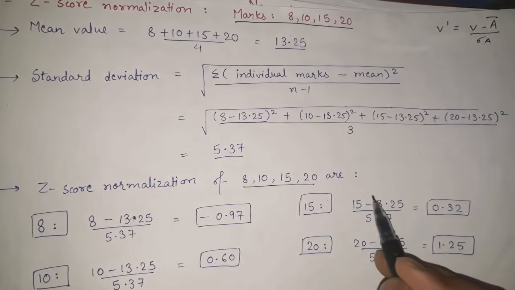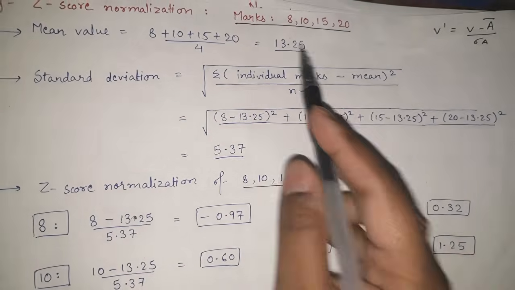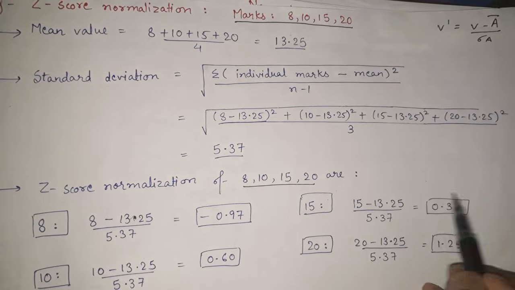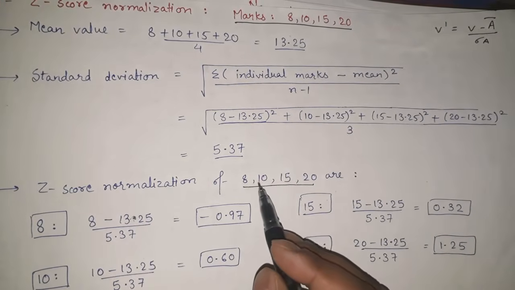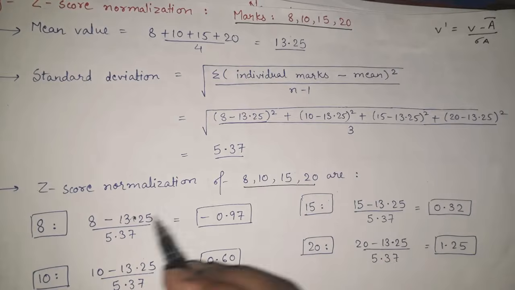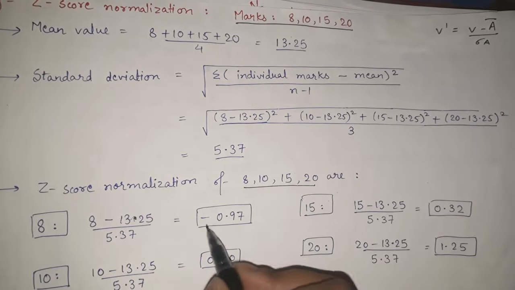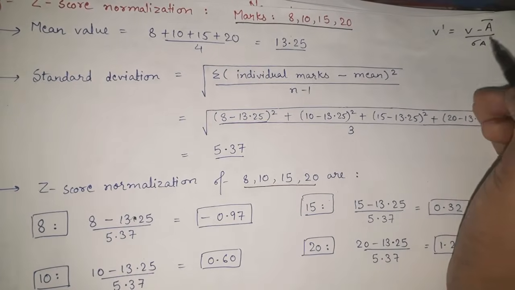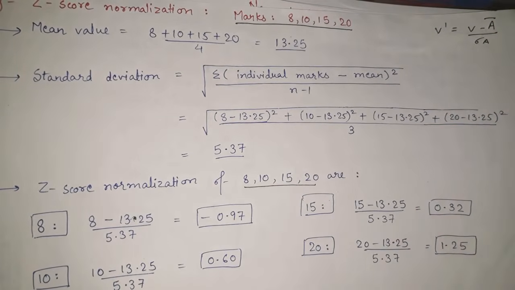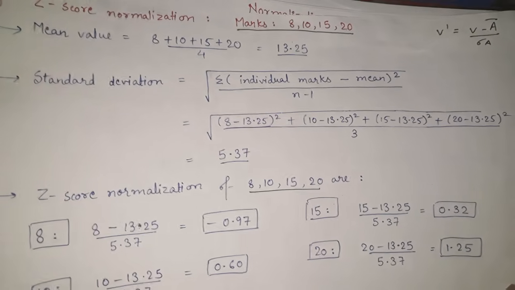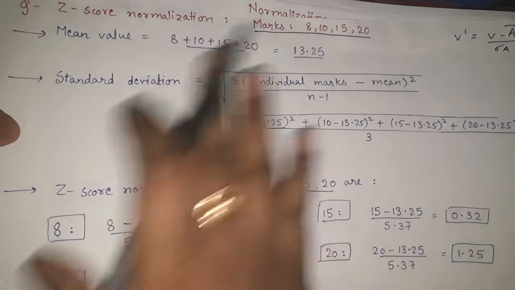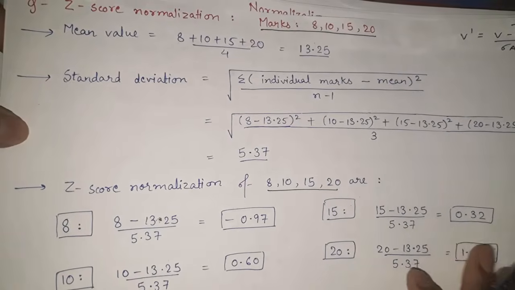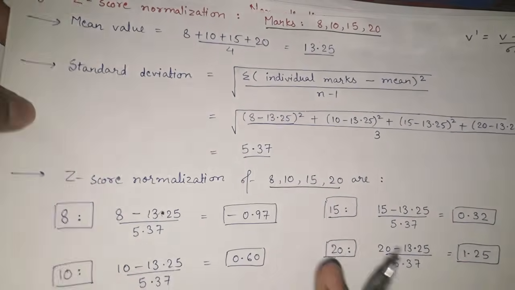For 15, again the same, 15 minus this mean value divided by standard deviation value, like this. Similarly we can find out for 10 and 20 also. So for 4 different numbers we will get 4 different normalized values by just putting the values of mean and standard deviation in this formula. Got it? It is very simple. Okay, now we have seen z-score normalization also. This is the whole method of z-score normalization with the help of a standard example I have shown you.